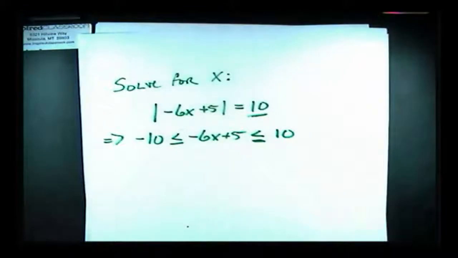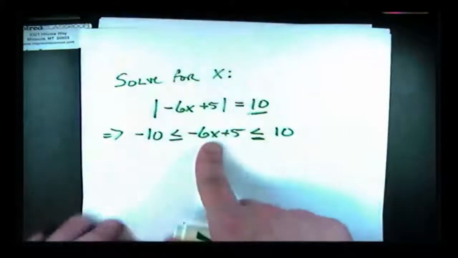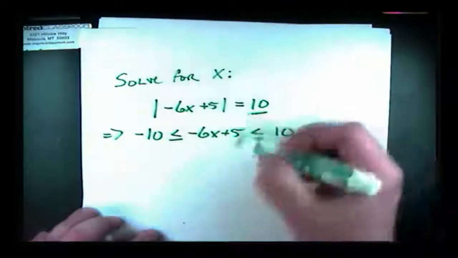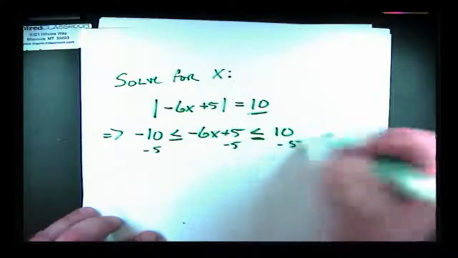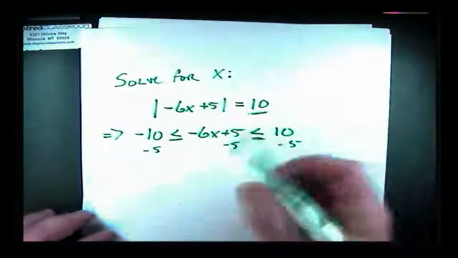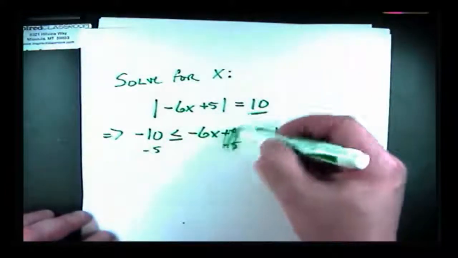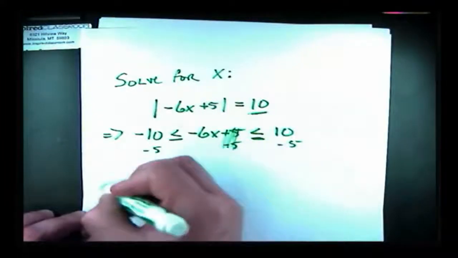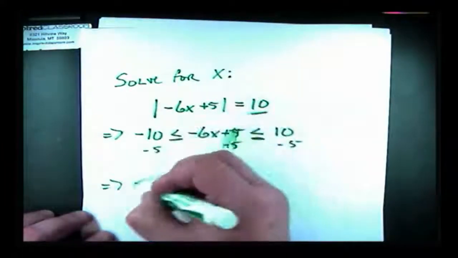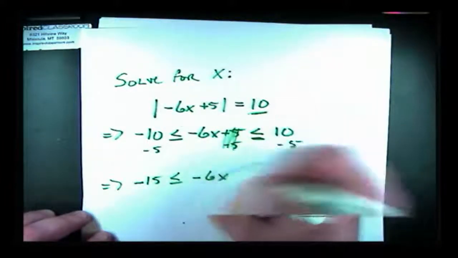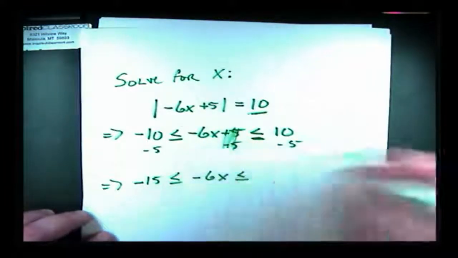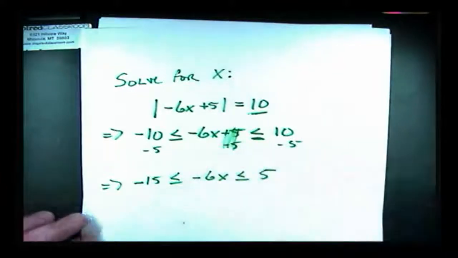So now I'm solving this in two directions, but the idea is the same. I've got to get x isolated all by itself. So I'm going to subtract 5 from this side, subtract 5 from that side. What I do to one side, I've got to do to the other. So my next line says negative 15 is less than or equal to negative 6x, which is less than or equal to 5.